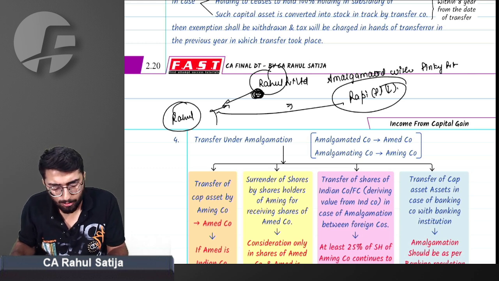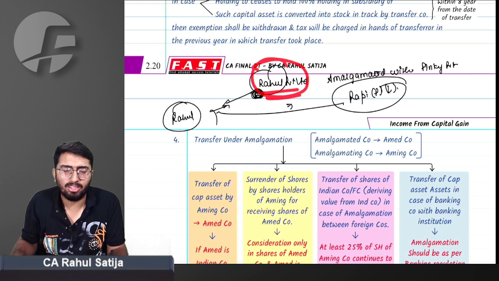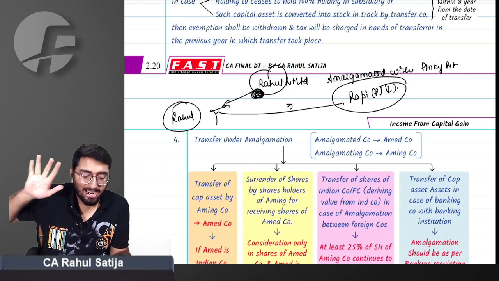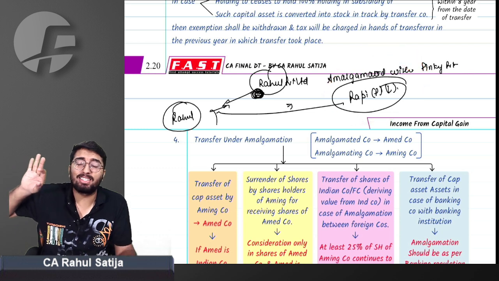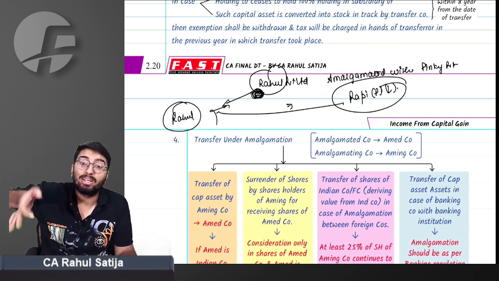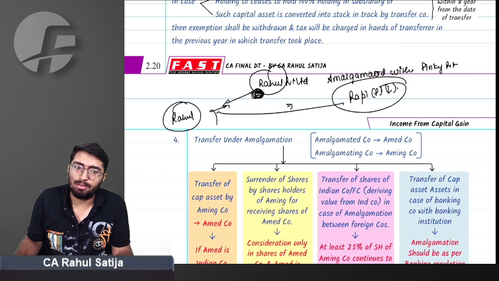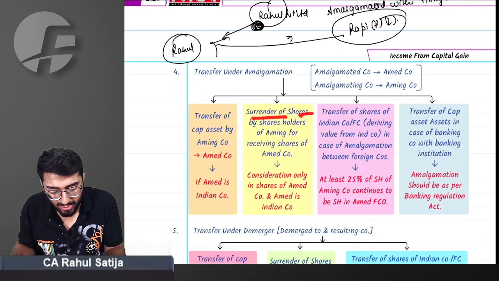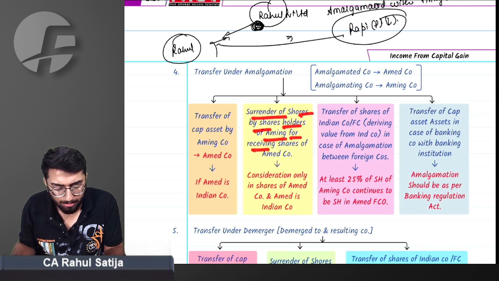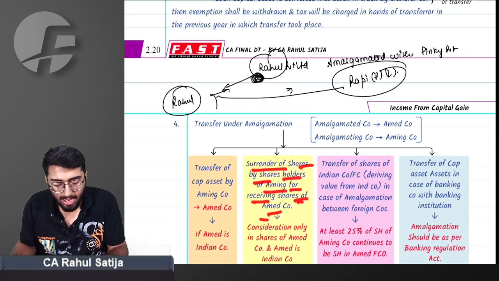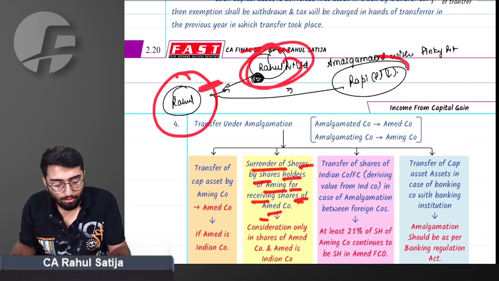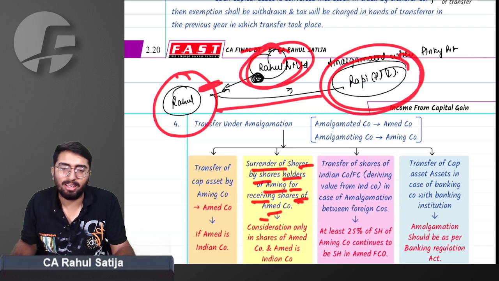Can I say extinguishment of his rights in the shares of Rahul Private Limited amounts to transfer, and allotment of Rapi Private Limited shares can amount to capital gain? Yes, sir, it can amount to capital gain, but such capital gain will be exempt. Provision says surrender of shares by the shareholders of the amalgamating company for receiving shares of the amalgamated company will be exempt transfer.